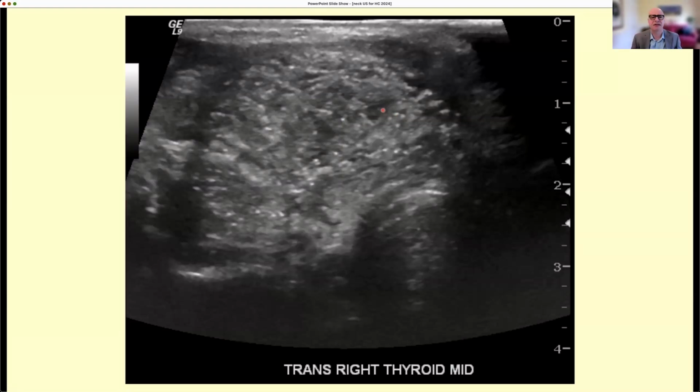microcalcifications. In the right context, this is a young girl with a very firm, palpable nodule that turned out to be a papillary thyroid cancer with multiple psammoma bodies. That's what bona fide calcifications are. They're psammoma bodies. And once you see a few of these, you'll never forget them. The problem is that there are many images that are in between.